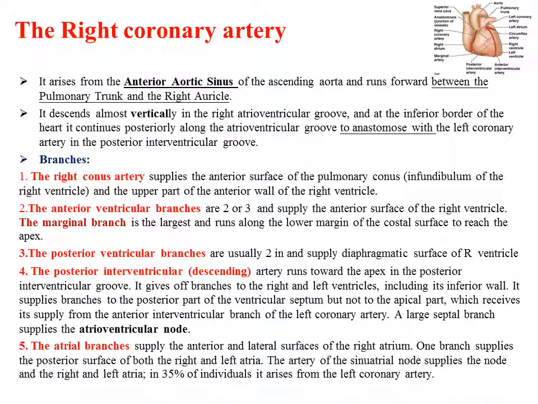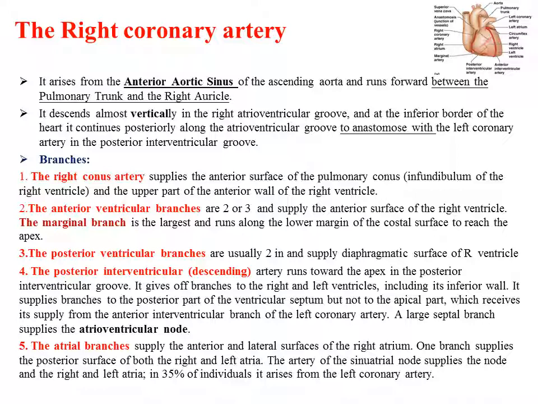The first one is the right conus artery, which supplies the anterior surface of the pulmonary conus or infundibulum of the right ventricle and the upper part of the anterior wall of the right ventricle. The second branch is the anterior ventricular branch.